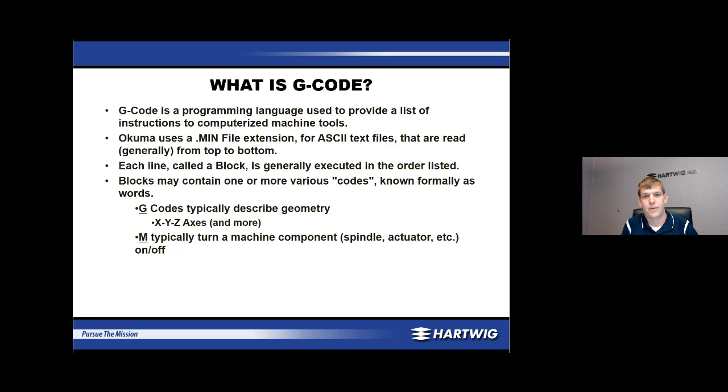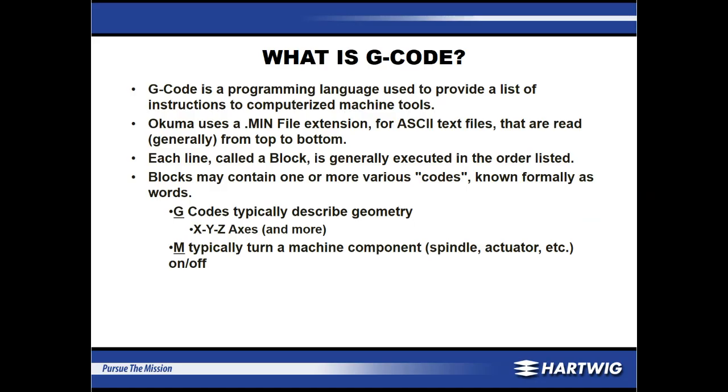Let's get started. First off, what is G-code? G-code is a programming language used to provide a list of instructions to computerized machine tools. Okuma uses a .min file extension to read ASCII texts. These files are generally read line by line from top to bottom. Each line is referred to as a block in technical terms, and blocks may contain various codes known formally as words.